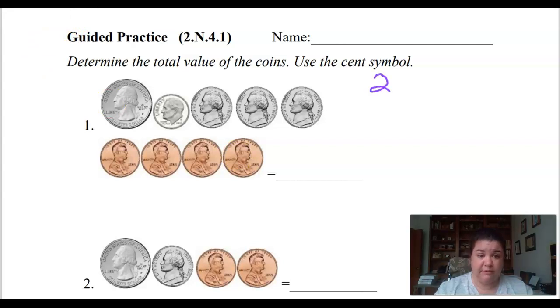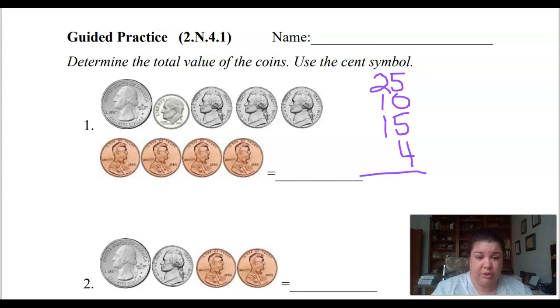We have 25, 10, We have 3 nickels, and if you can't skip count by 10s and 5s, you really need to start practicing that. You should be able to do that by the end of 2nd grade. We have 5, 10, 15. And then how many pennies do we have? We have 4, which is worth how much? 4 cents.